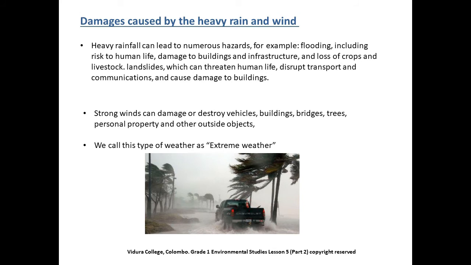Heavy rainfall can lead to numerous hazards, for example, flooding, including the risk to human life, damage to buildings and infrastructure, and loss of crops and livestock, and landslides which can threaten human life, disrupt transport and communication, and cause damage to buildings. Strong wind can damage or destroy vehicles, buildings, bridges, trees, personal property and other outside objects.